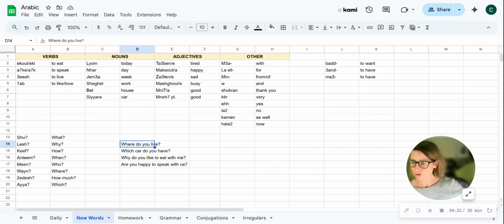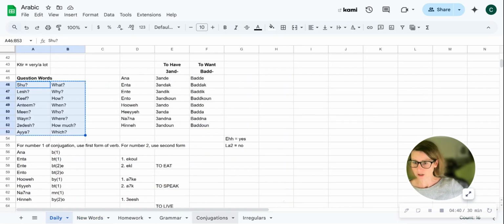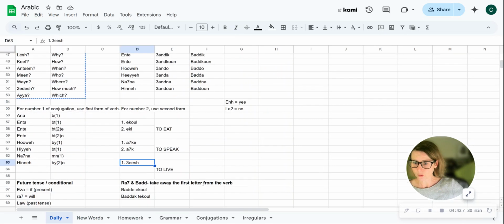So where do you live? I have the word where, which is Wayne. So Wayne, do you live? Okay, the verb to live is Aish. So I have to check how this verb behaves. I know that, here we go, Aish has only one form. So I'm basically asking, do you live? You could be, in Arabic, you boy or you girl. I'm going to ask this question to my teacher. So she's a girl.